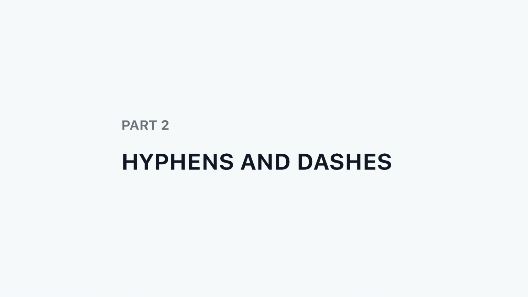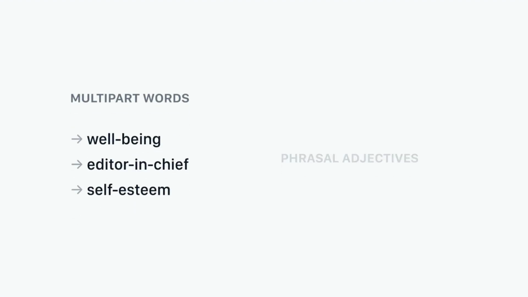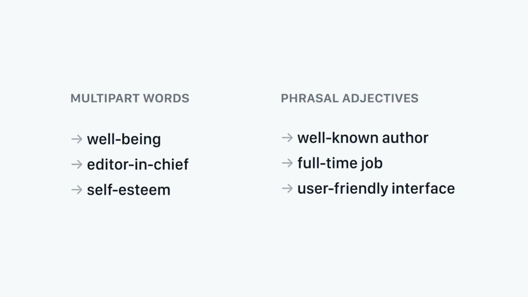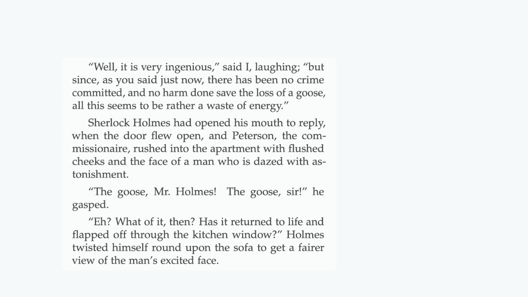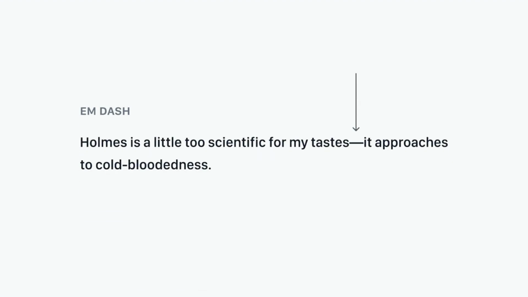The next few shortcuts are for the N and M dashes. First, let's go over the differences between a hyphen, an N dash, and an M dash. You use a hyphen either for multi-part words or for phrasal adjectives. A hyphen is also used when a word breaks onto the next line, and that typically happens automatically by the word processor. The M dash is the widest one, and it's used to make a break between parts of a sentence.